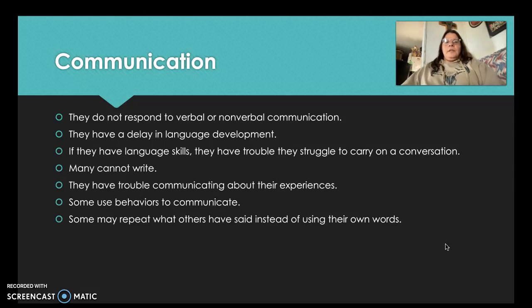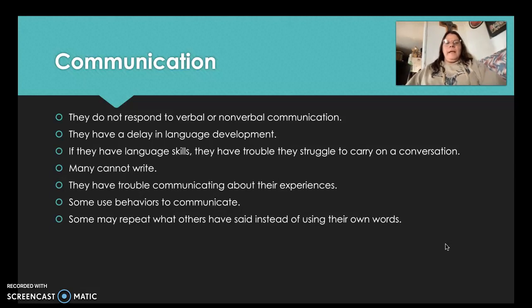If they do have language skills, they struggle to carry on a conversation, because a lot of times when they're speaking with someone, they feel pressure to talk, so they tend to not use their communication skills. Some can't write, so that's another communication issue, even writing down their assignments or doing those types of activities. And they have trouble communicating about their experiences. If they've gone through something, pressure could cause them not to be able to communicate those experiences, whether good or bad.